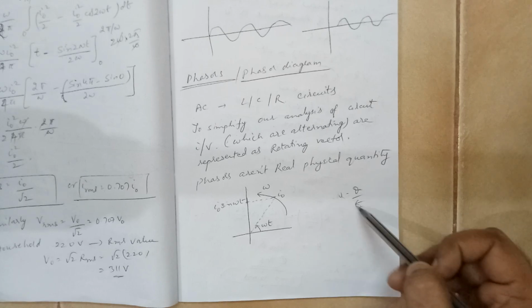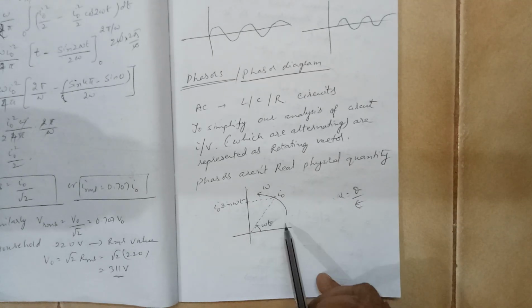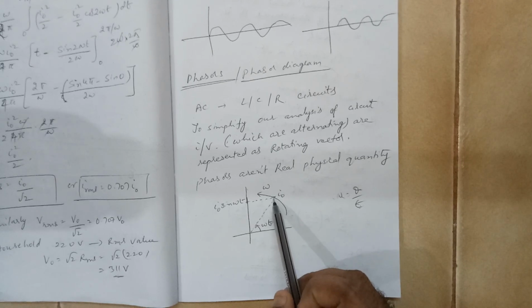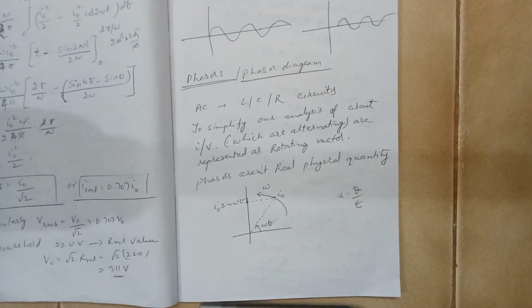So theta will be omega t. This is what is written here. So if this phasor diagram is constructed, we can take the components of this. We can take a vertical component, we can take a horizontal component. They will give us the sine or the cosine value of that.